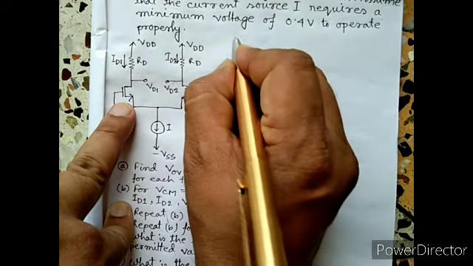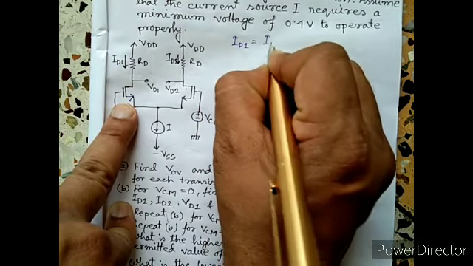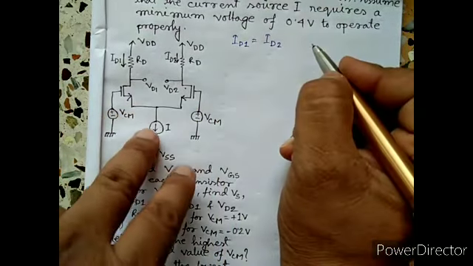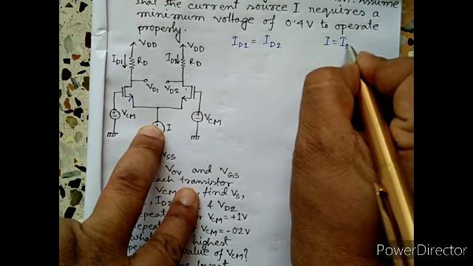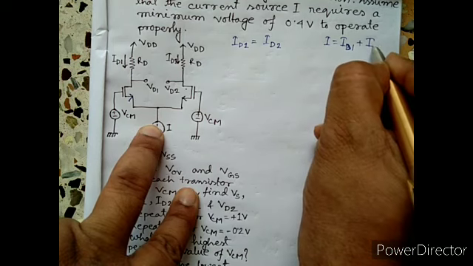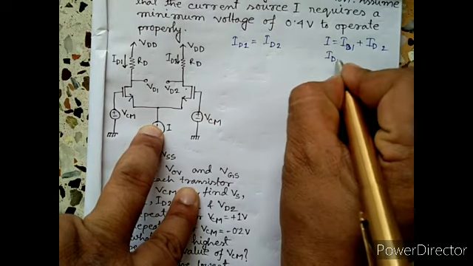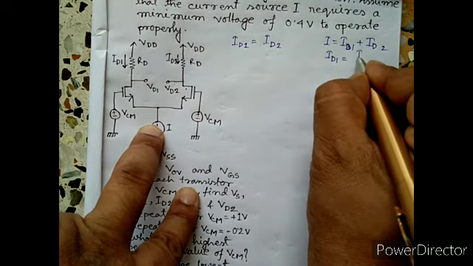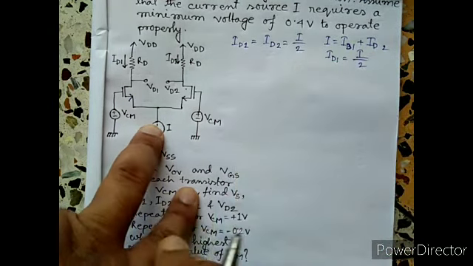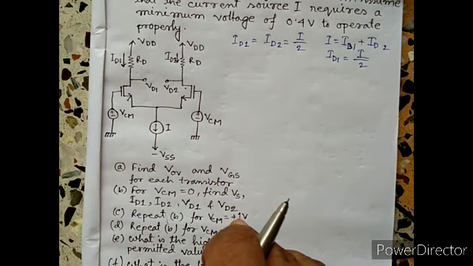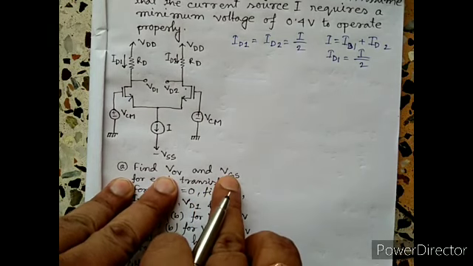So the current ID1 should equal ID2, and as I equals ID1 plus ID2, ID1 equals I by 2. So I by 2 current is passing through each transistor. Now we have to find the overdrive voltage and VGS.